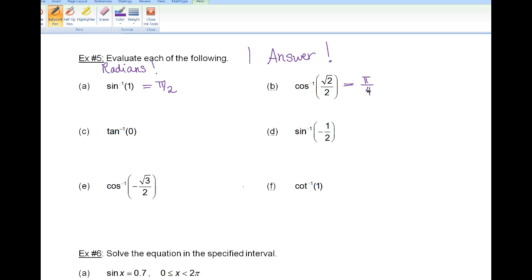Remember, we have to think about the restricted range, the restricted answers. Okay, don't call it out. Think about it. Tangent inverse of 0. Hold on, think about it, write it down, break it down. Please don't say anything.